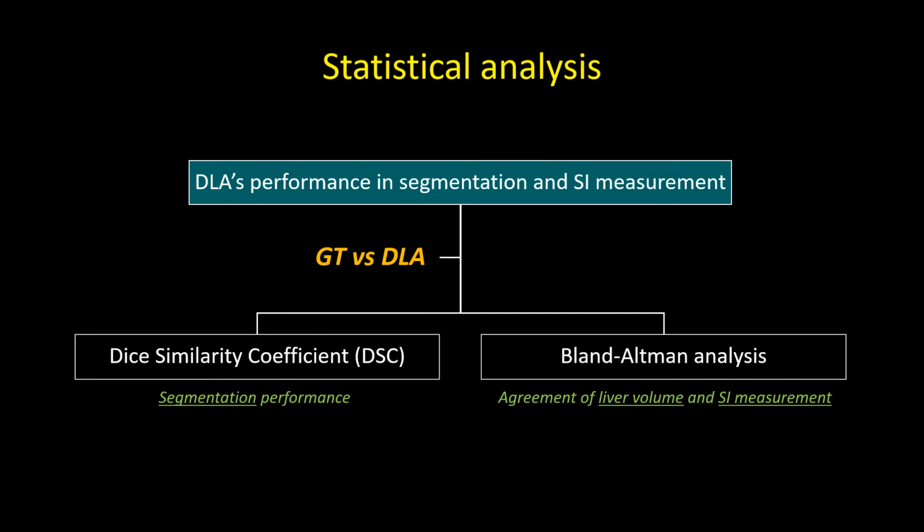To assess the performance of the deep learning algorithm for segmentation and signal intensity measurement, the results of the algorithm were compared with those of the ground truth. The segmentation performance was analyzed using the dissimilarity coefficient, and the agreement between the deep learning algorithm and the ground truth for volume and signal intensity measurement was evaluated using the Bland-Altman analysis.